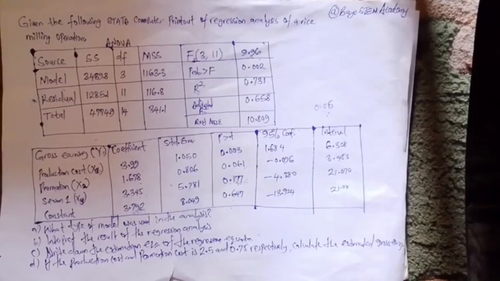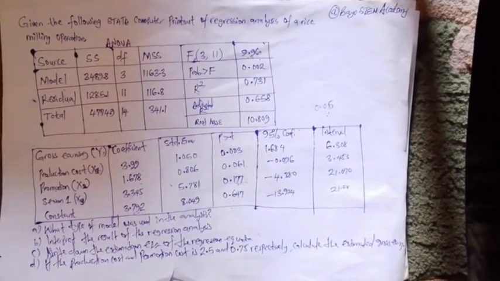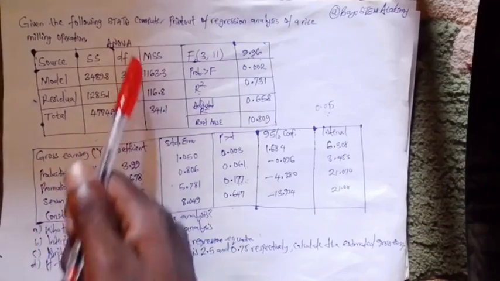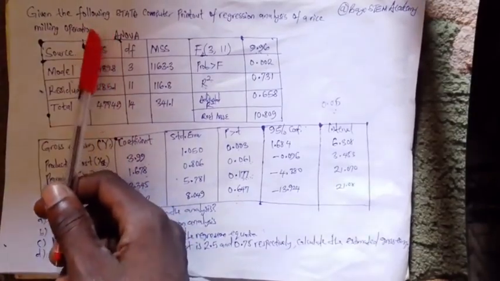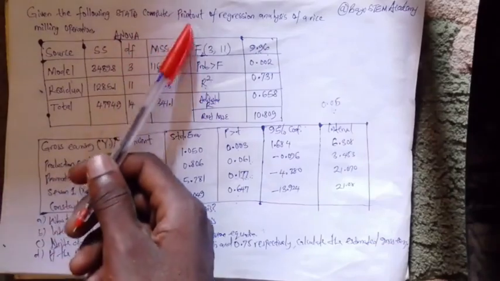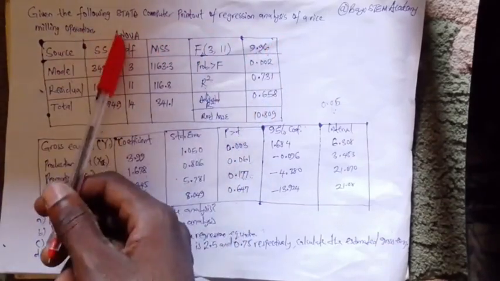In this video, we are solving a regression analysis problem for agri-economics and extension students. We'll go through the following: one, identifying the model, interpreting the results, and making predictions, and lots more. So let's get started. This is a given problem. Given the following STATA computer printout of regression analysis of rice milling operation.